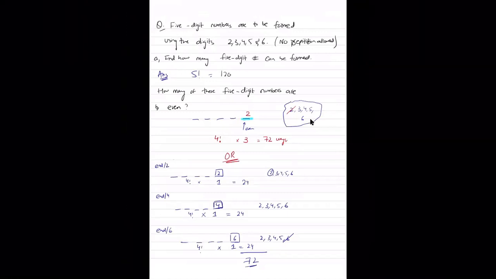Now I'm going to do the same question but with a different part. In this part, you were asked to find even numbers. Now in the next part, I'm asking you to find the numbers that are greater than 40,000. So you have these digits 2, 3, 4, 5, and 6, and you want to form a 5-digit number, but that number should be greater than 40,000.